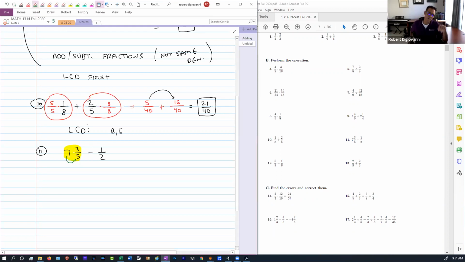So we do 7 times 5, that gives us what, 35? Then we add 3 to that, we get 38. So we have 38 over, Patrick, what do you put that on top of again? I forgot. 5. Yeah, you keep the 5. Okay, good. And then now minus 1/2. So now, the first step there was to get everything in terms of improper fractions. Get rid of the mixed numbers, okay?